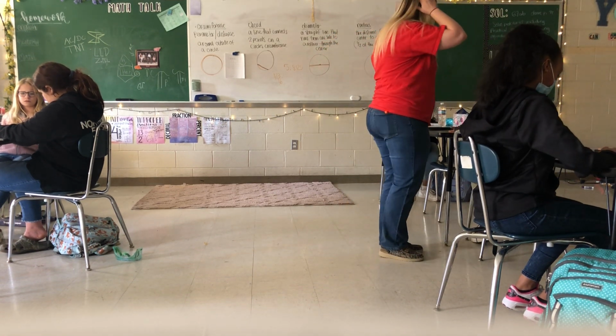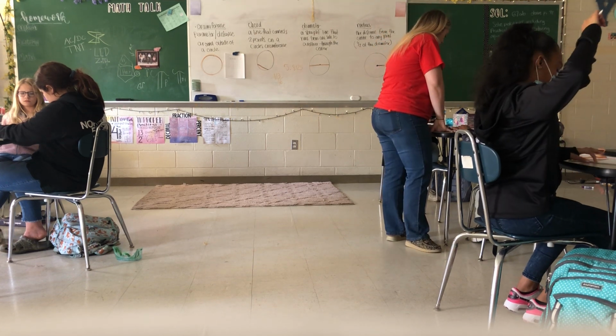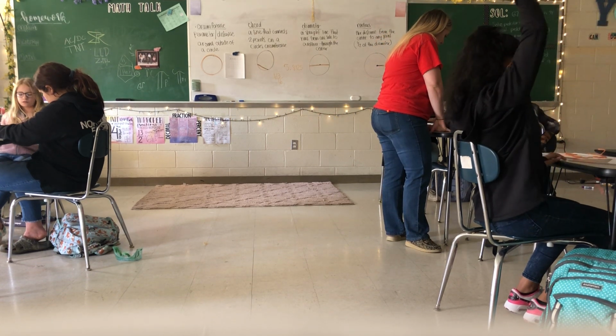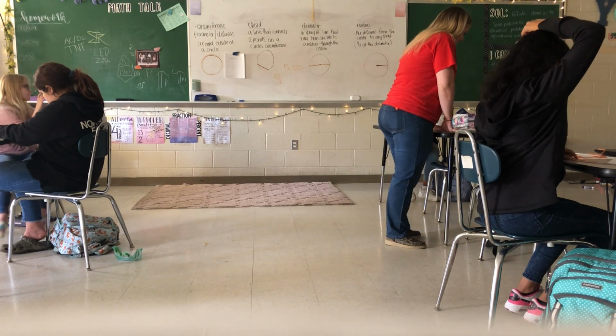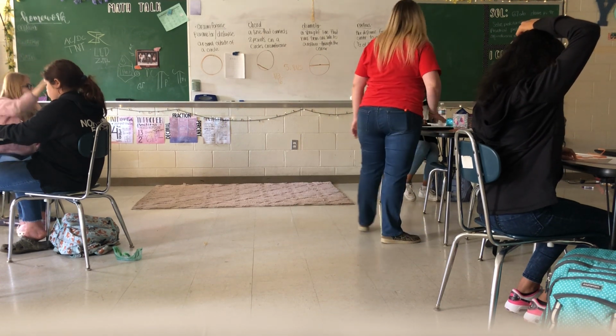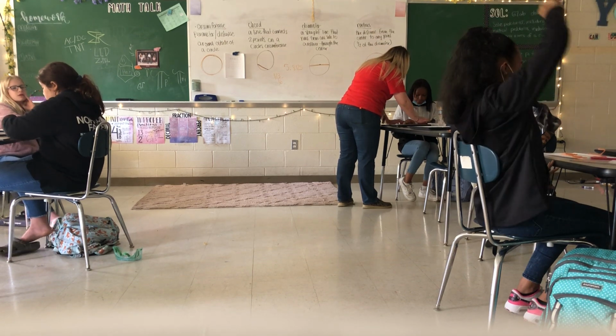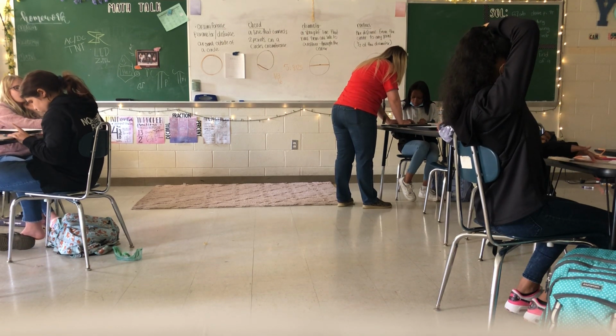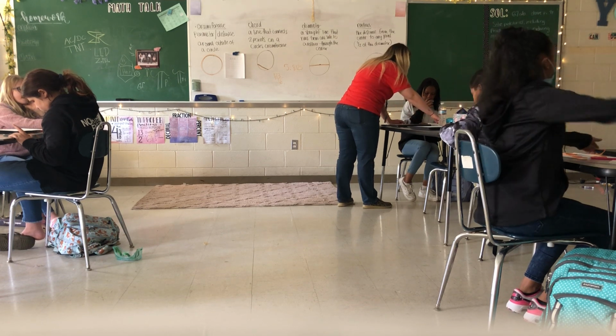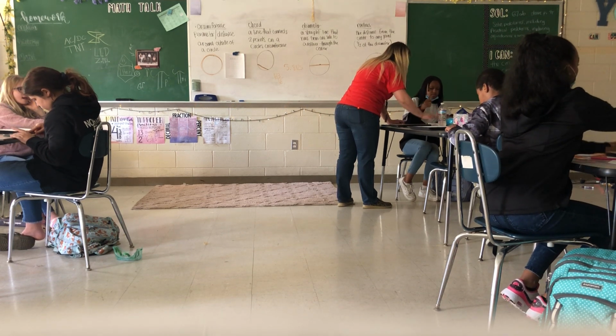Where's your second circle? Which one's your second circle? Alright, this one's at least 7, so put 7 as your big number. You put 7 as your big number right there. I'll show you right there.